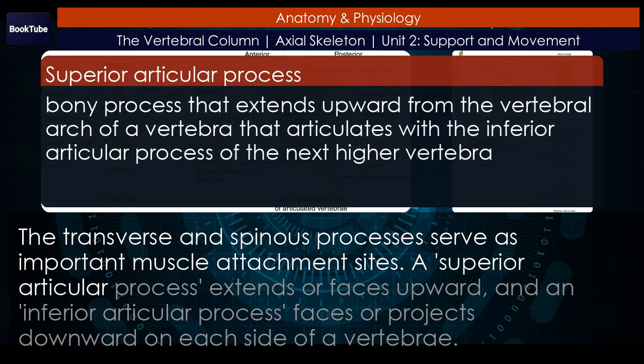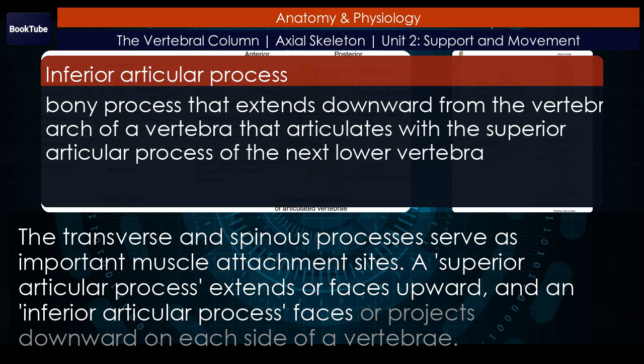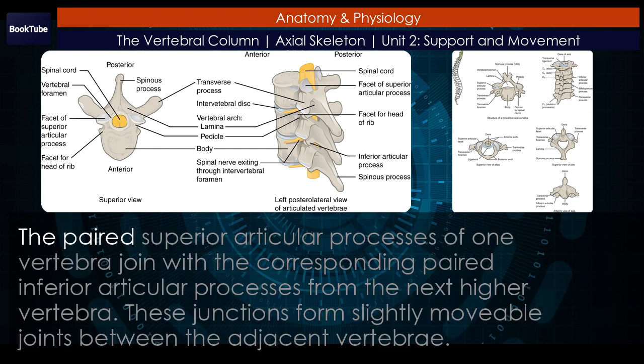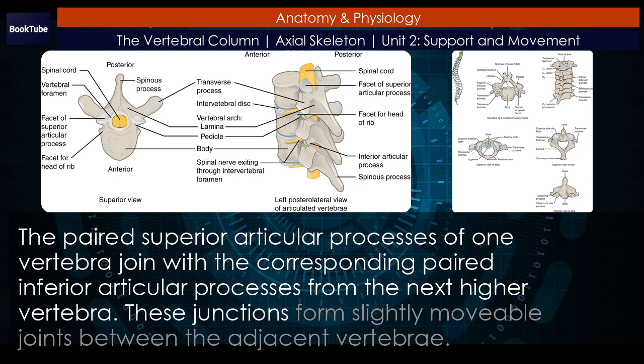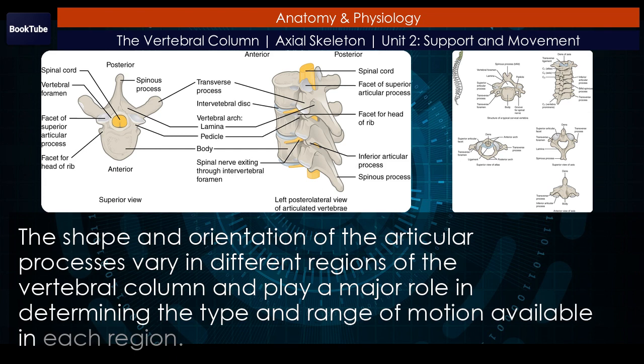A superior articular process extends or faces upward, and an inferior articular process faces or projects downward on each side of a vertebra. The paired superior articular processes of one vertebra join with the corresponding paired inferior articular processes from the next higher vertebra. These junctions form slightly movable joints between the adjacent vertebrae. The shape and orientation of the articular processes vary in different regions of the vertebral column and play a major role in determining the type and range of motion available in each region.